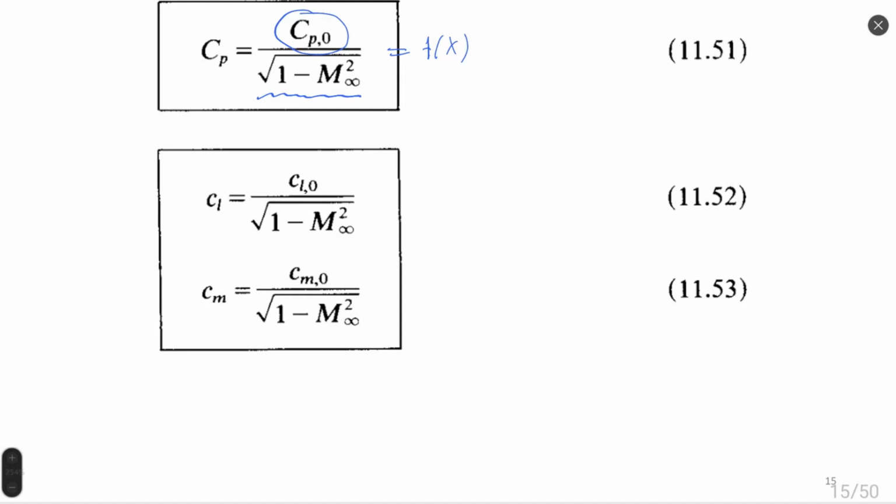The same approach can be used for lift and moment coefficients, as you can see in equations 52 and 53, where lift coefficient CL0 is the lift coefficient for incompressible flow, and CL is the lift coefficient for compressible flow. And we use the compressibility correction according to the flight Mach number. The same works for the moment coefficient, also proportional.